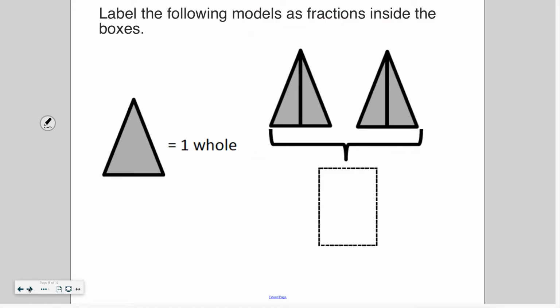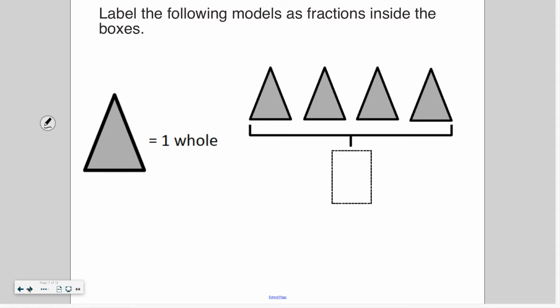Let's look at this example here. Label the following models as fractions inside the boxes. I see one triangle represents one whole. And I see these triangles, so there's two wholes, and each of these wholes has been split in half. So this is 1/2, 1/2, 1/2, 1/2. So I have 1/2, 2/2, 3/2, 4/2. Oh, so this is 4 halves.